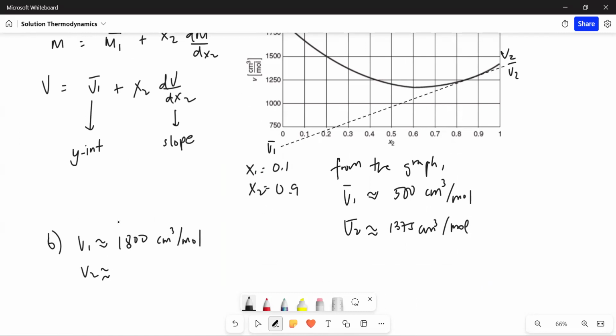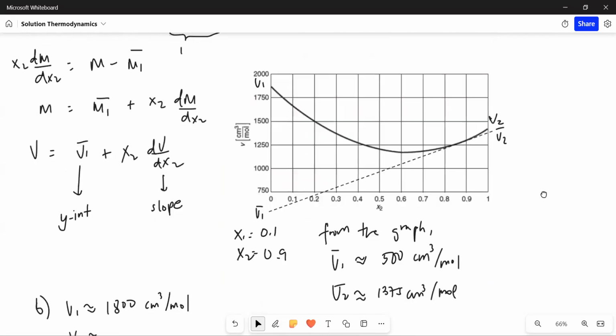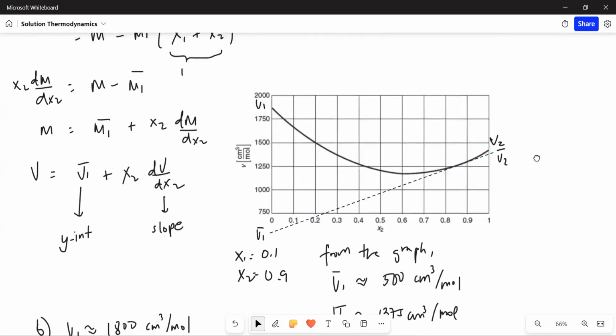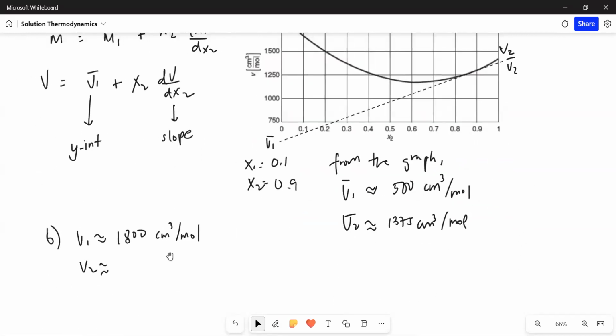Well, V2, let's approximate from the graph. It's actually near the partial molar volume, so that's about two-thirds of this. So 250 divided by 3 times 2, plus 1250. So that's about 1,400. Approximately 1,400 cm cube per mole.